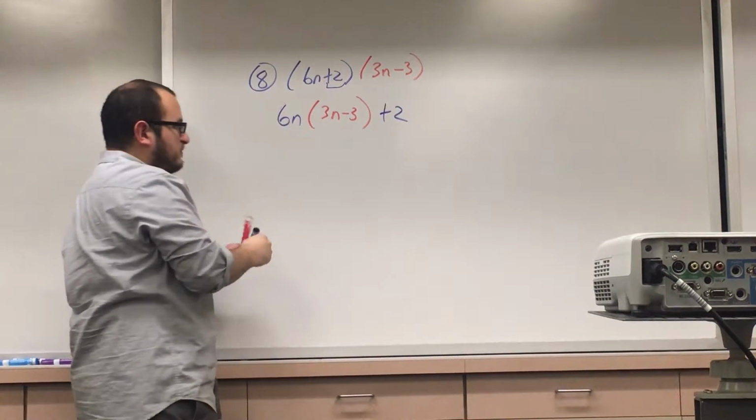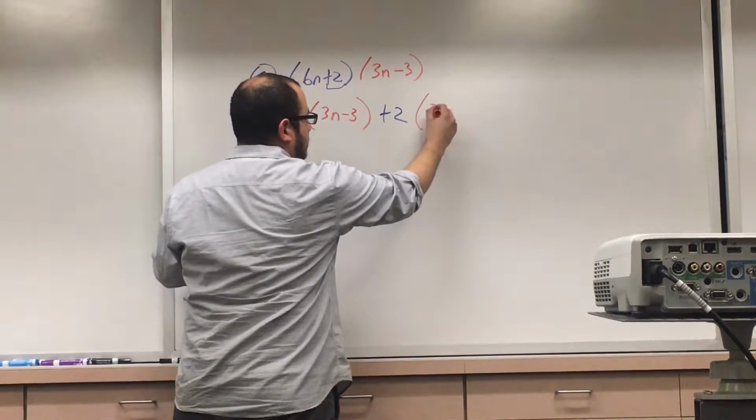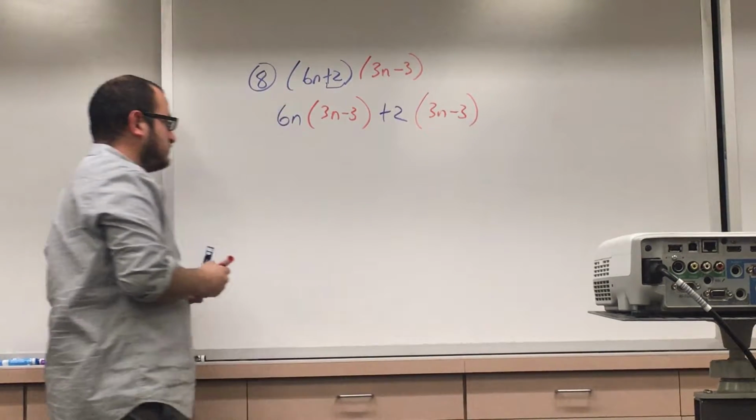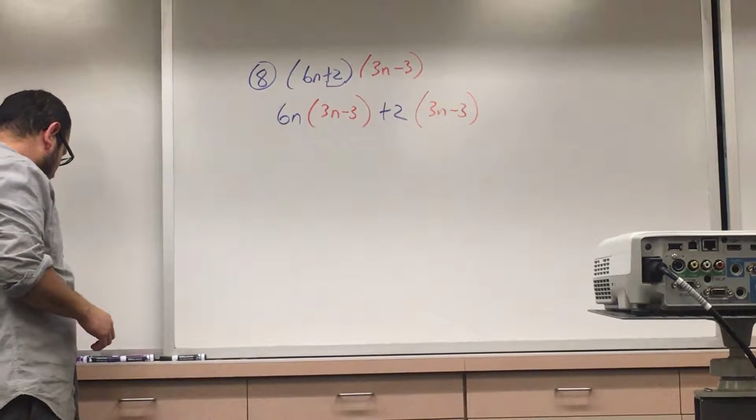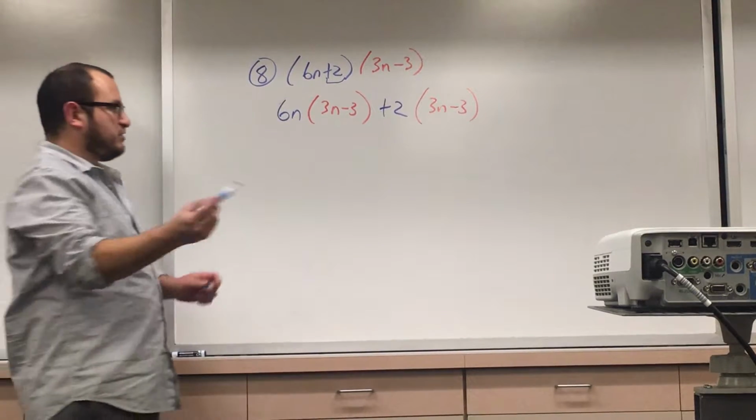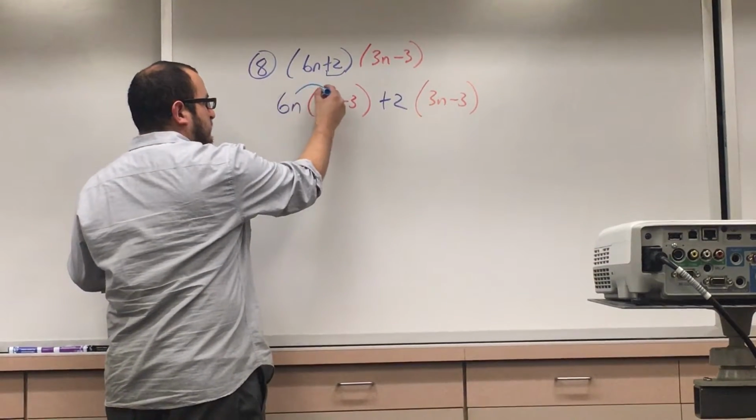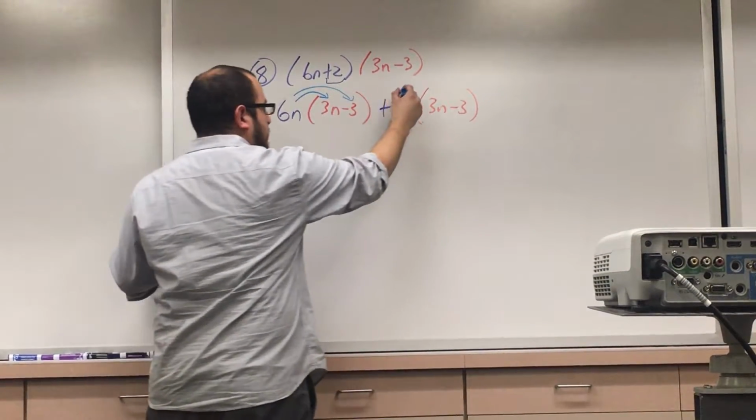times, bring down what you see, this is left over, positive 2, times 3n minus 3. Okay. And now we simply distribute the monomial to the binomial, to both terms.